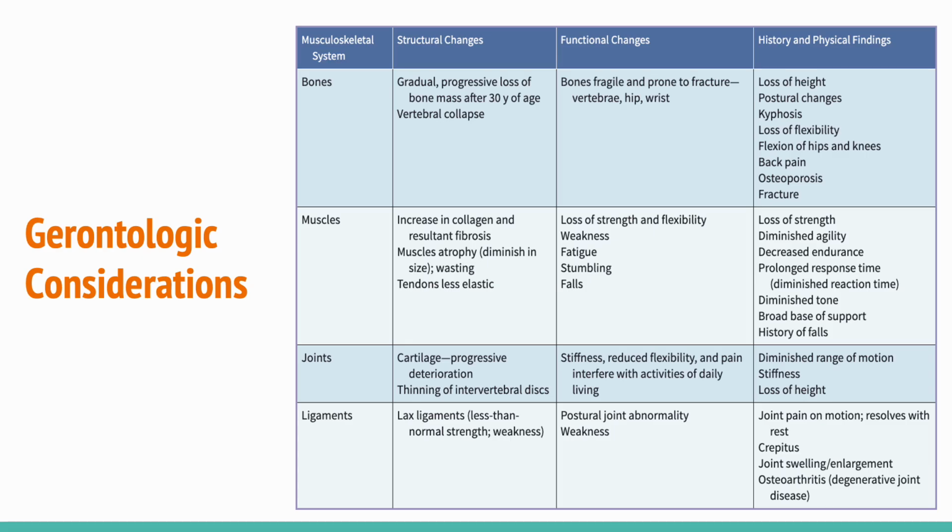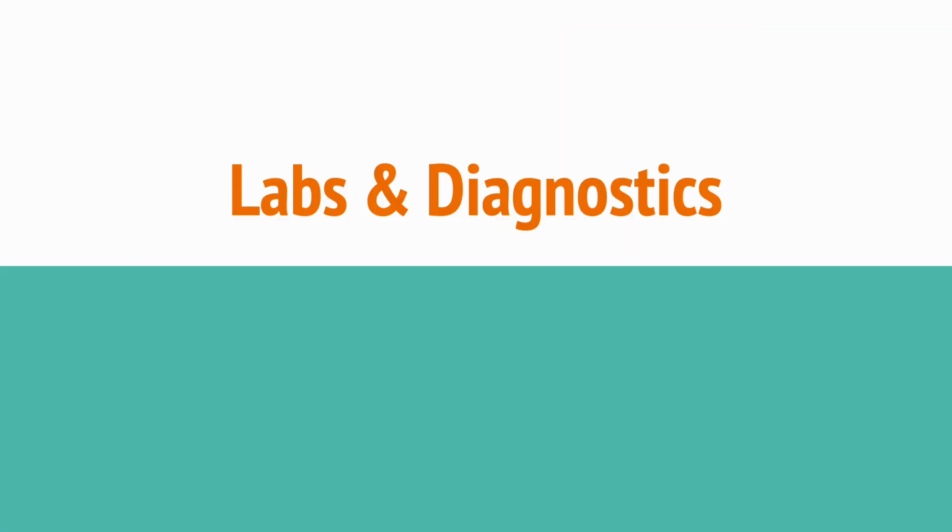This is a table that shows some gerontologic considerations in our older adults: the structural changes, functional changes, and the common manifestations we see.